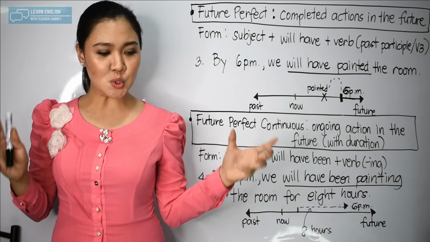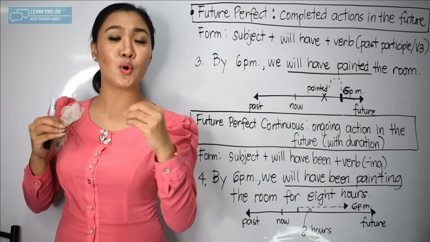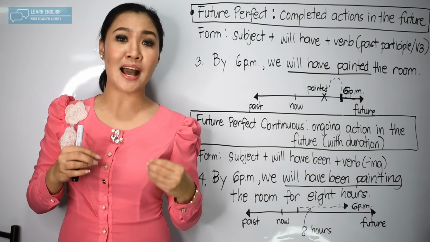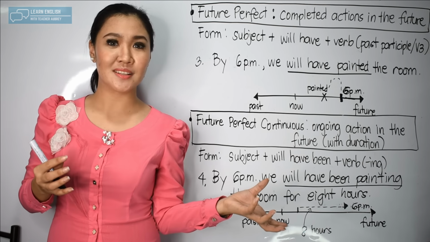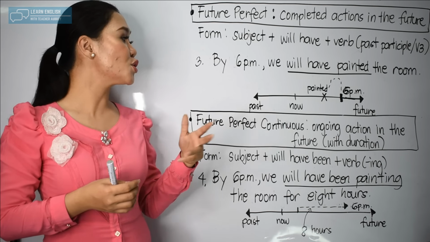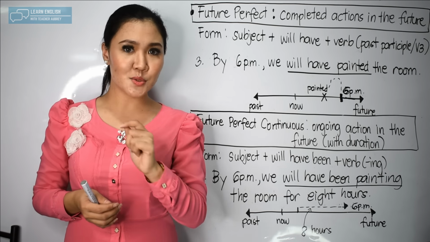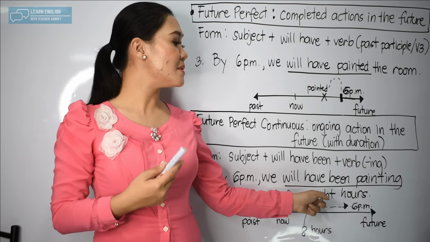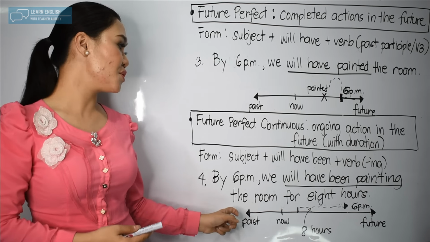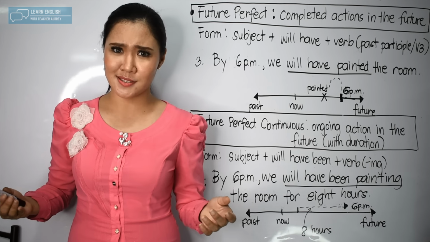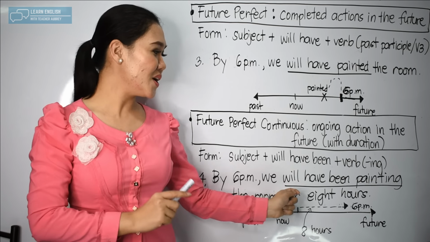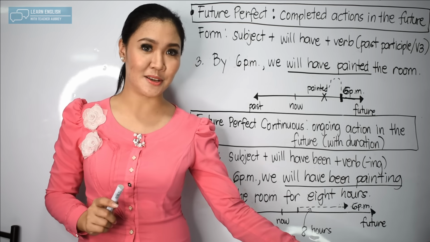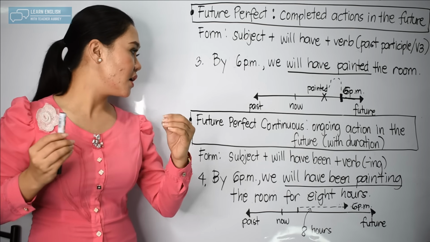Pero paano naman kapag gusto na nating mag-focus kung gaano katagal gagawin yung action na pagpipintura ng kwarto? Gagamitan na natin ngayon ng future perfect continuous. This will be the sentence. By 6 p.m., we will have been painting the room for 8 hours. Ayan ha. We will have been painting. That is future perfect continuous.